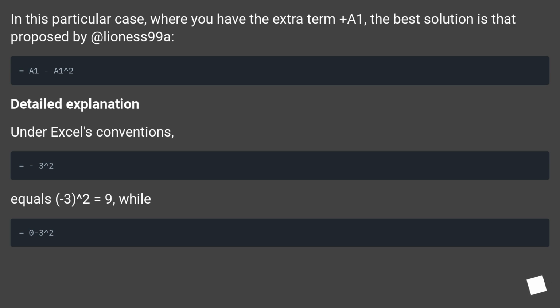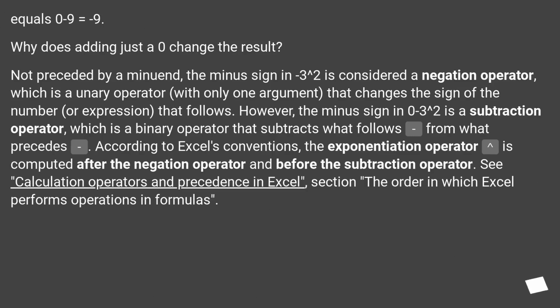Detailed explanation. Under Excel's conventions, equals -3^2 equals 9, while equals 0-3^2 equals -9. Why does adding just a 0 change the result? Not preceded by a minuend, the minus sign in -3^2 is considered a negation operator, which is a unary operator, with only one argument, that changes the sign of the number, or expression, that follows. However, the minus sign in 0-3^2 is a subtraction operator, which is a binary operator that subtracts what follows from what precedes.